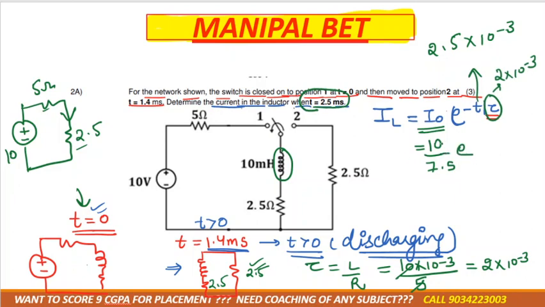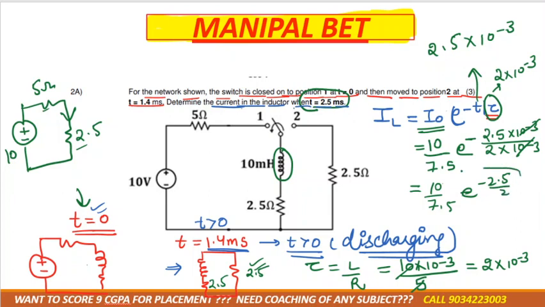Now they said determine the current in the inductor. So the final equation would be 10 divided by 7.5 e raised to power minus 2.5 into 10 raised to power minus 3 divided by 2 into 10 raised to power minus 3. So this would be cancelled with each other. So it would be 10 divided by 7.5 e raised to power minus 2.5 divided by 2. You can solve it further, then you will get the final answer.